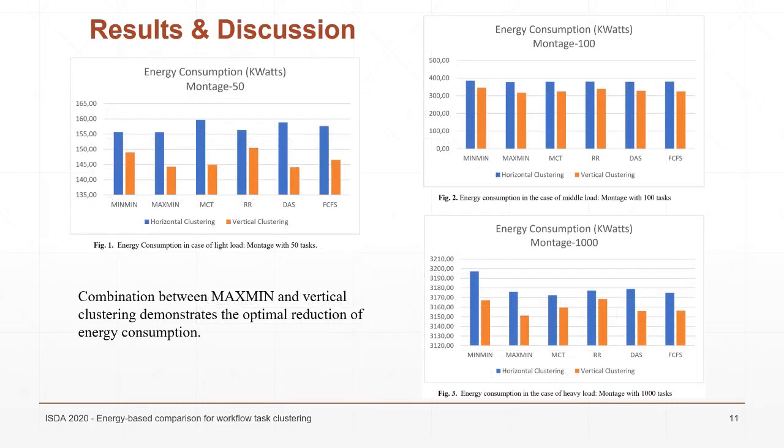So the obtained results, as illustrated in the three figures, show that horizontal clustering significantly increases the energy consumption by the data center compared to the vertical task clustering scheme. When load is light, max-min using vertical clustering may save an important amount of energy. As well, when the workflow size increases, max-min combined with vertical task clustering reduced significantly the energy consumption as compared to other scheduling policies. Actually, vertical task clustering optimizes resource utilization compared to the horizontal scheme, which involves more virtual machines in executing tasks, and then more energy consumption.